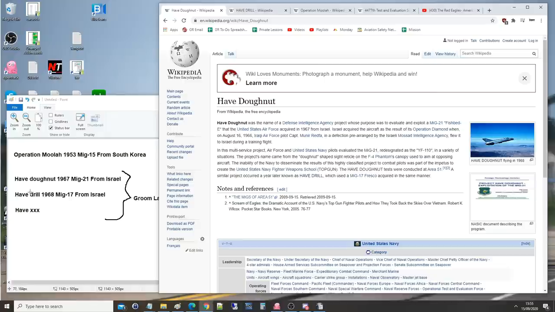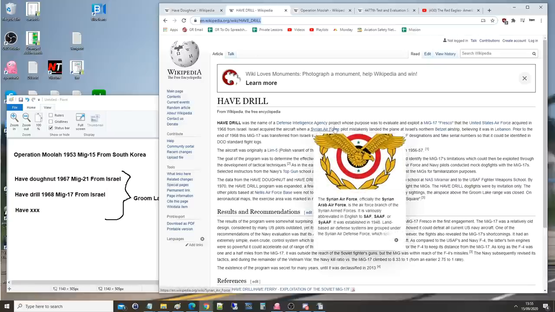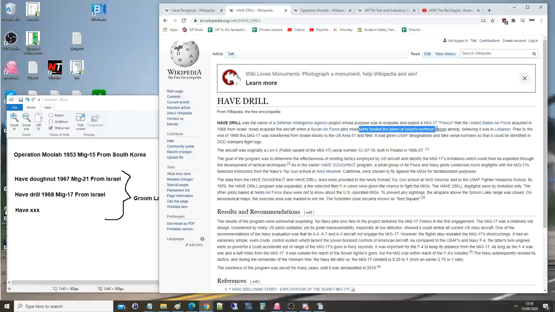Next, in 1968, the USAF acquired a MiG-17 from Israel, and that was Operation Have Drill. A Syrian Air Force pilot mistakenly landed in Israel. However you do that, I don't know, but that's what happened.